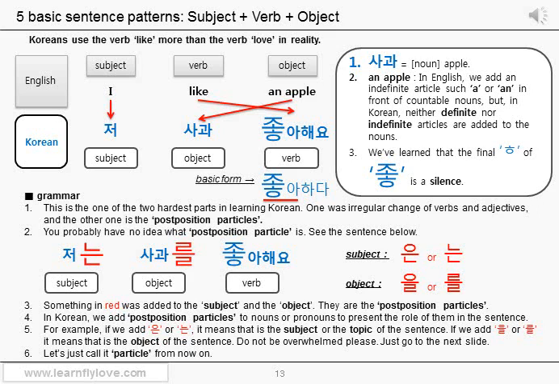For example, if we add 은 or 는 to the word, it means that is the subject of the sentence. Or if we add 을 or 를 to the word, it means that is the object of the sentence. Do not be overwhelmed, please. Just learn them one by one. Let's go to the next slide. We'll explain more about this. Let's just call it particle from now on instead of the longer version, postposition particle, even though that doesn't make you feel any better.